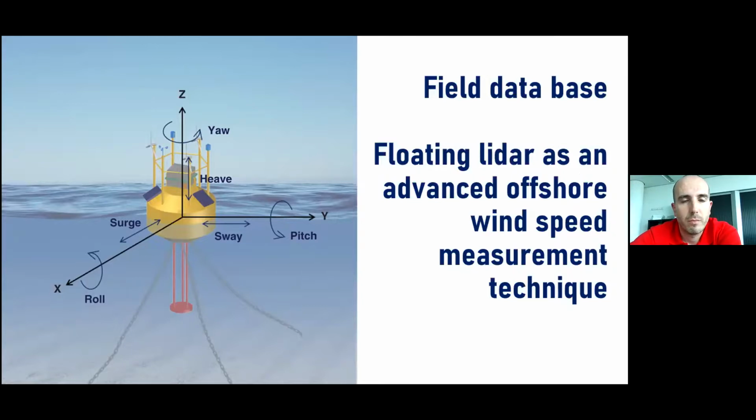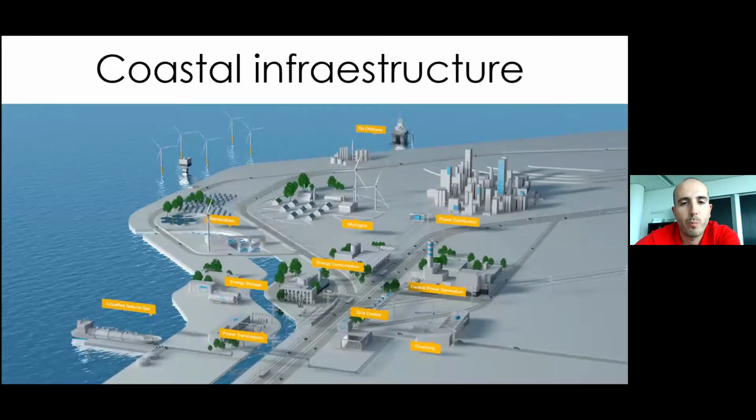We need to invest in floating LiDAR as an advanced offshore wind speed measurement technique. LiDAR is one of many, but for instance, we need to put this kind of technique in place. We are very weak in this area. Costa Rica lacks, not only on the Caribbean side but also on the Pacific coast, good coastal infrastructure to boost offshore wind development. So we need to work on coastal infrastructure.